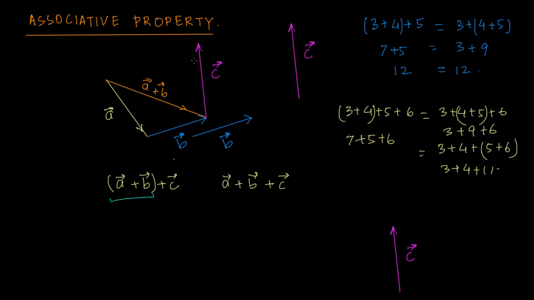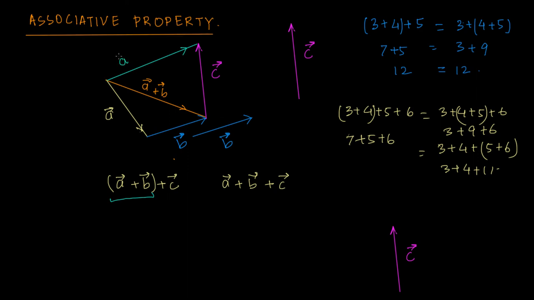And to this, I have to add C. And again, the head to tail thing has been restored. I have moved C in such a manner that it touches the head of A plus B. And this becomes my resultant. So my resultant becomes this. Okay, my resultant becomes this.